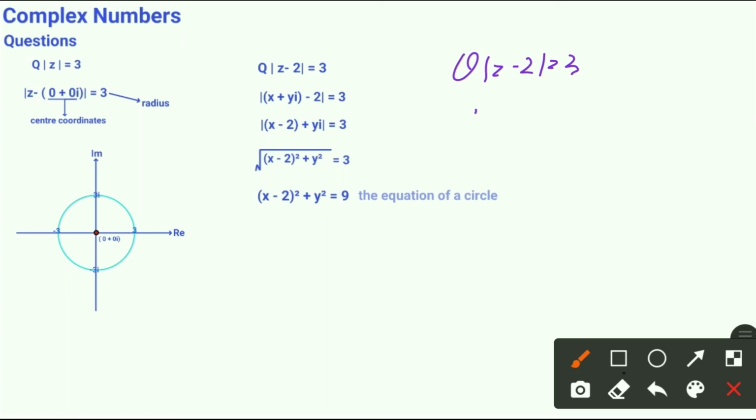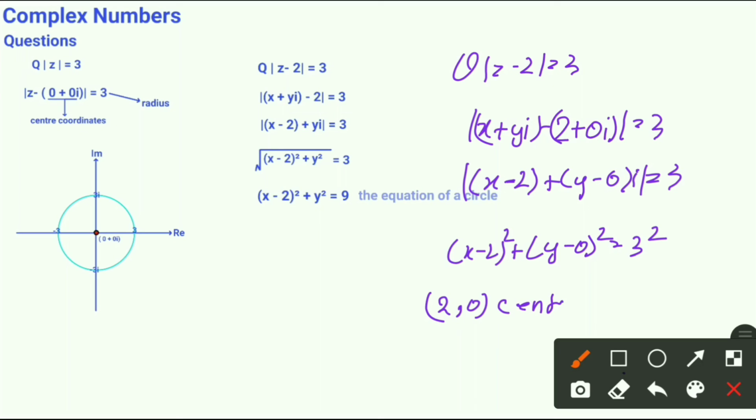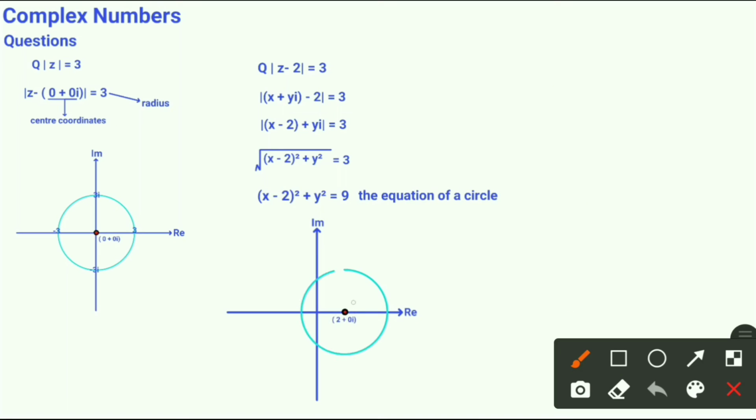Let's say that we have another question which is |z - 2| = 3, and we know that z is x + yi, so x + yi - 2 + 0i = 3. Rearrange this and you will get (x - 2) + (y - 0)i = 3, and we know the modulus of z is the square root of x² + y², so it's going to be (x - 2)² + (y - 0)² = 3², and the coordinates of the center of the circle is (2, 0). This is the coordinates of the center of the circle, 2 and 0.